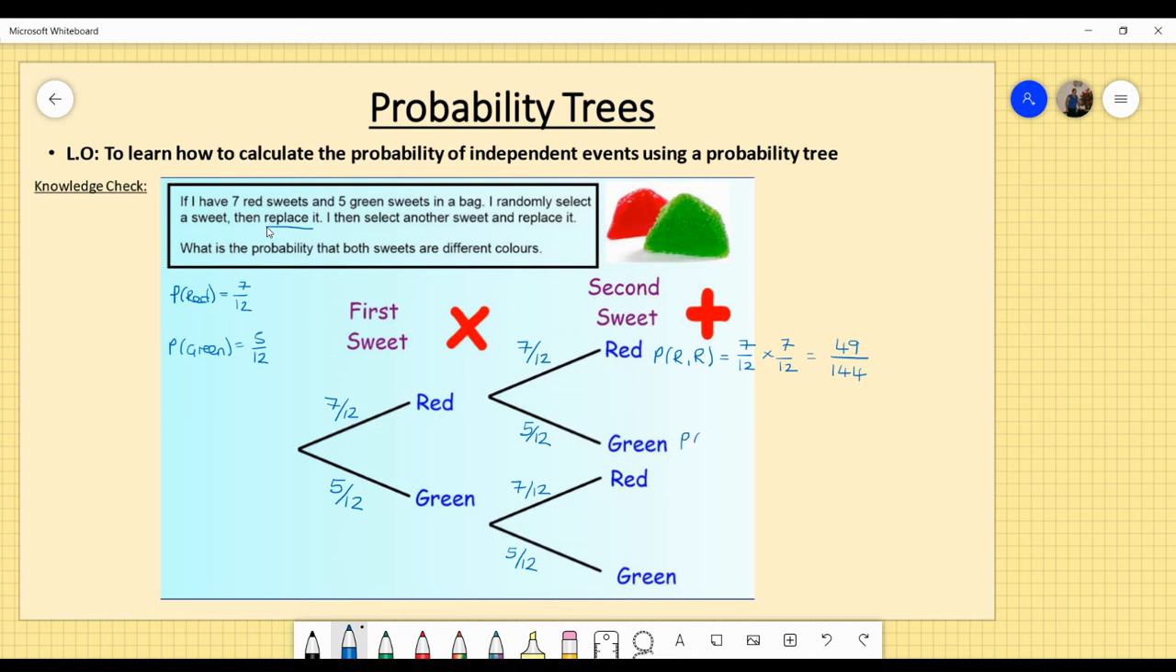Then our next potential probability would be the probability of getting a red and then a green. My notation is R and then G. That's going to be 7/12 multiplied by 5/12. So 7 times 5 gives me 35, and I know 12 times 12 is 144. Then the probability for my next set of branches would be a green and then a red. Therefore it's going to be 5/12 multiplied by 7/12, which just by chance comes out the same as the one above, so 35 over 144.